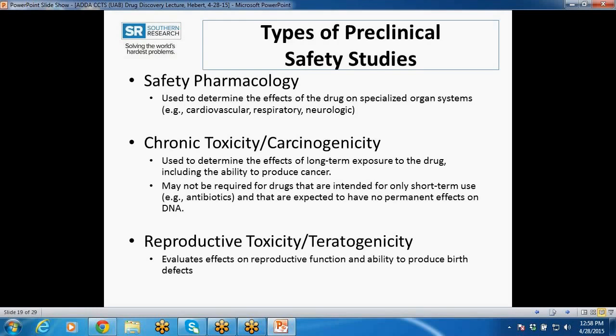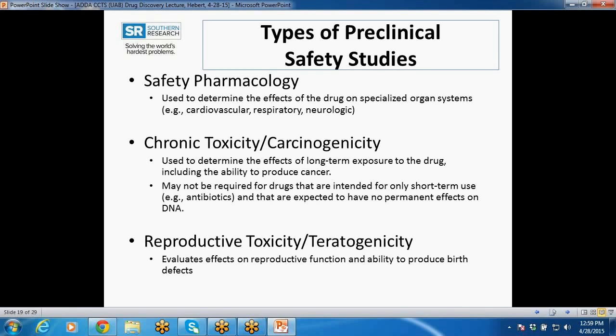I've already talked about chronic toxicity and carcinogenicity testing, for drugs intended for long-term administration, to look at whether they have the potential to produce cancer. They usually use a lot of animals so that you have good statistics and you have a good chance of picking up a low incidence effect.